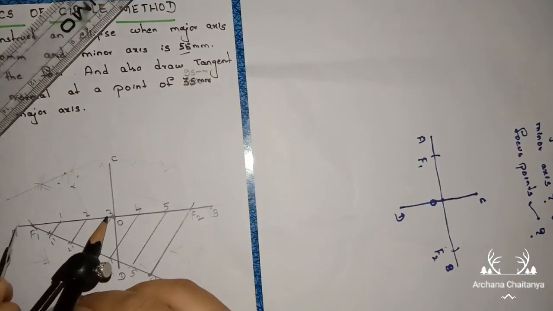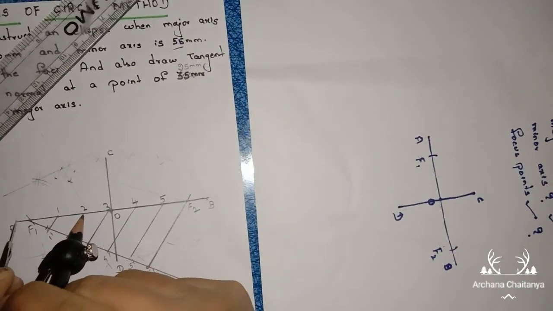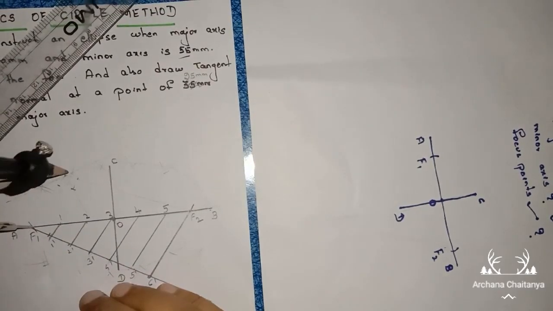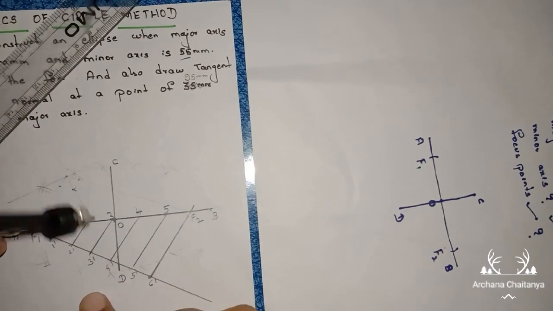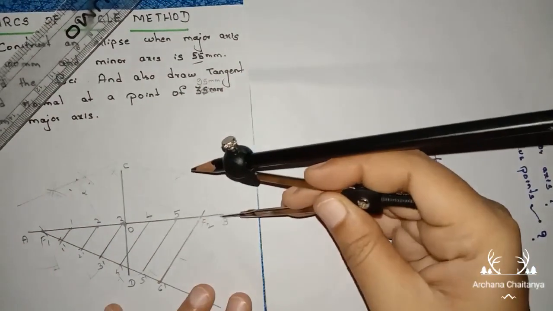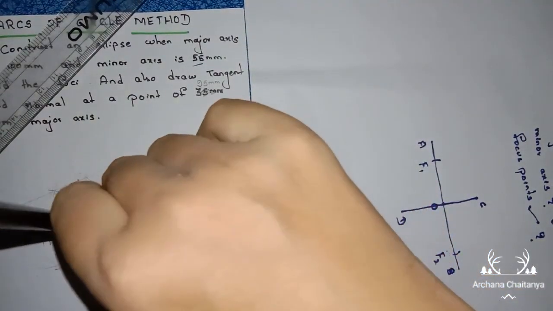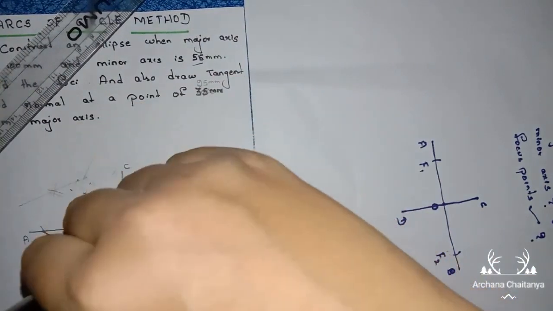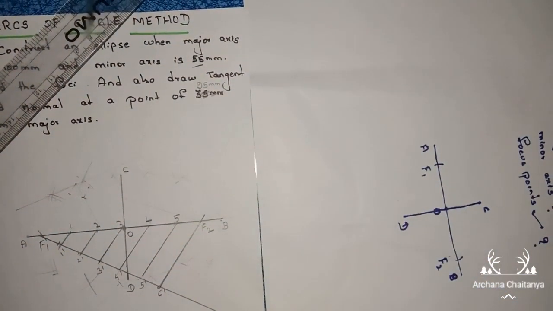Next, A2 radius, F1 as center. Draw the first arc above and below. How to cut that one? B2 radius, F2 as center. Cut the previous arcs. Right?